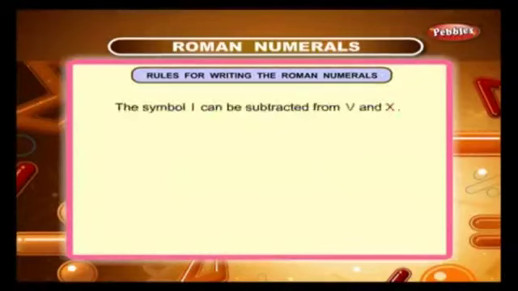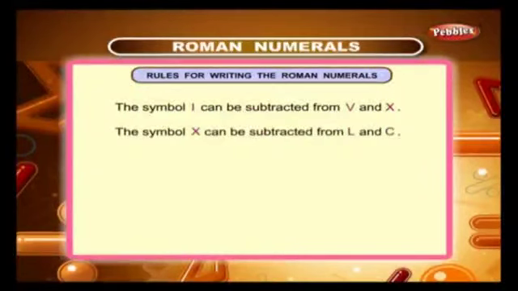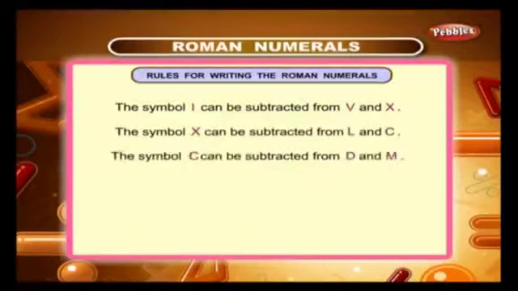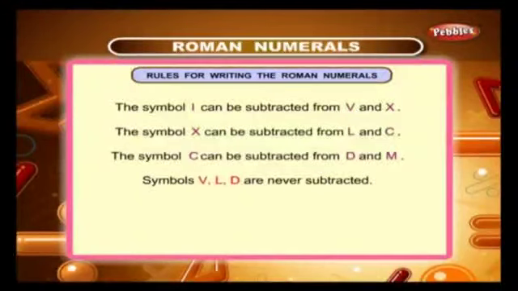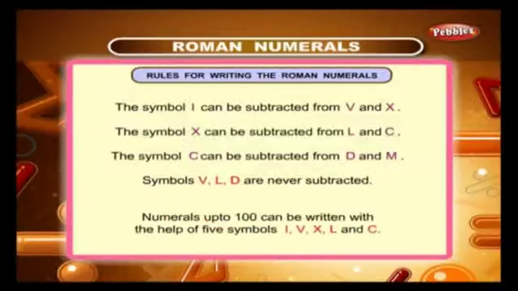The symbol I can be subtracted from V and X. The symbol X can be subtracted from L and C. The symbol C can be subtracted from D and M. Symbols V, L, D are never subtracted. Numerals up to 100 can be written with the help of 5 symbols I, V, X, L and C.